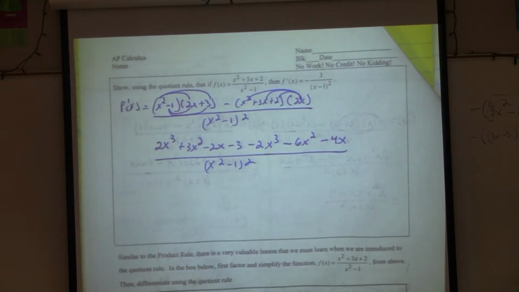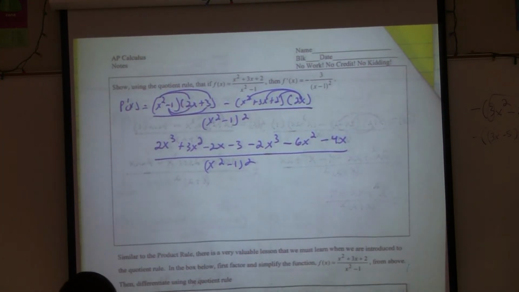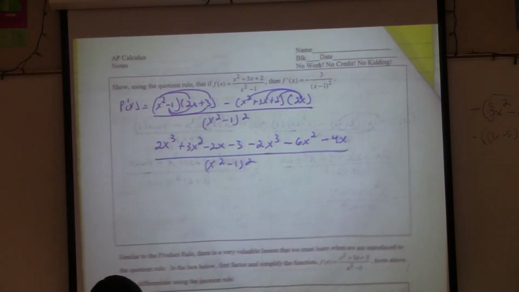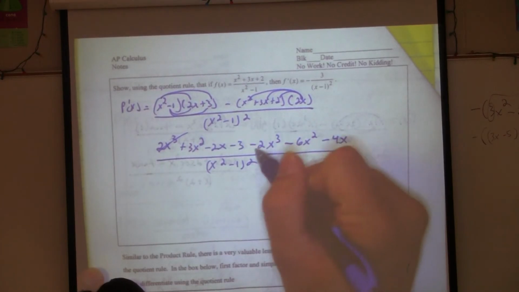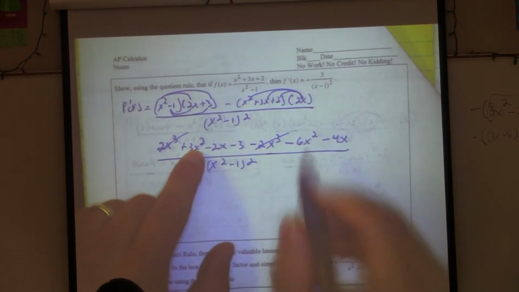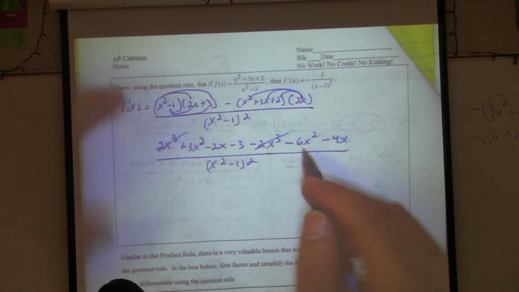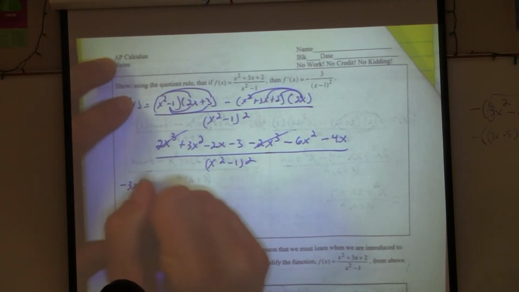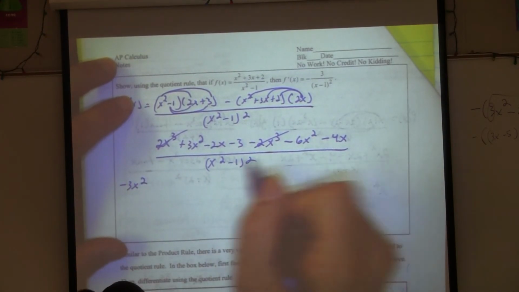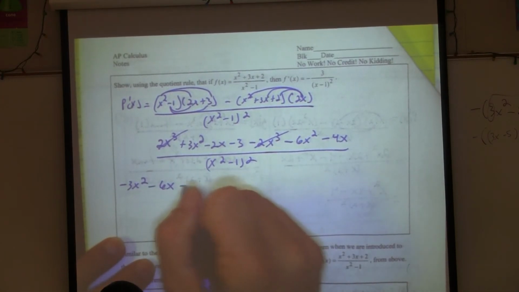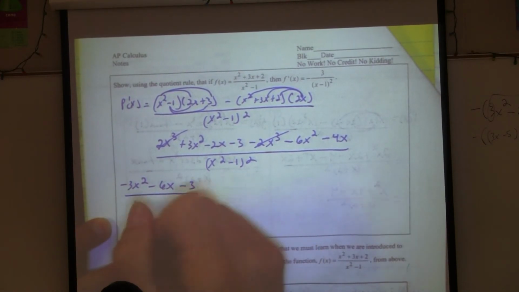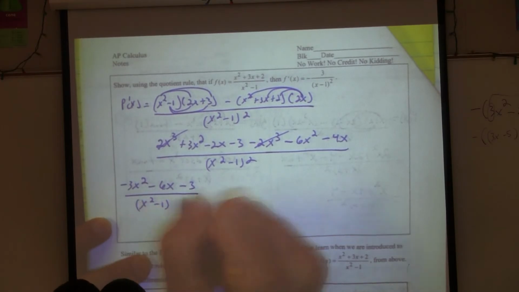Ooh, this is a fun one. So fun. Any like terms? Anything that cancels out? 2x to the third, thank God. 3x squared minus 6x squared, that's what? Negative 3x squared. Okay. Negative 6x minus 3. All over x squared minus 1 squared.